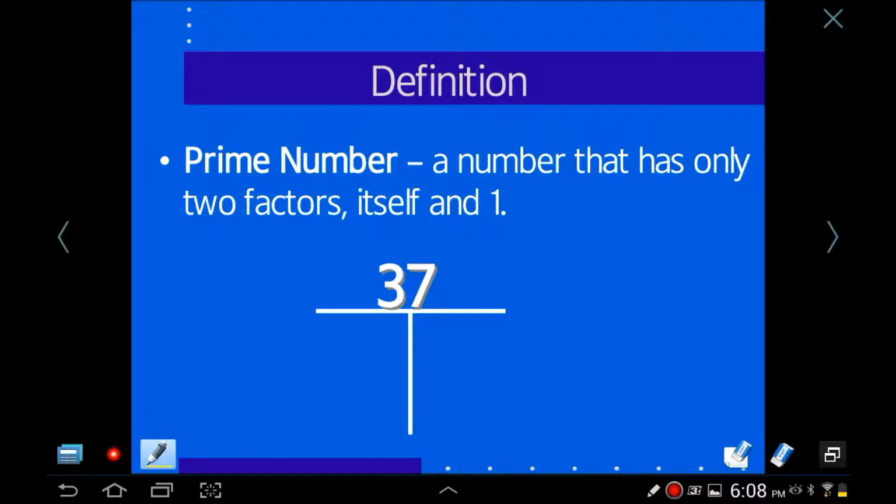Okay, so let's go ahead and go into what a prime number is. A prime number is a number that is only divisible by 2 factors. That's it. Itself and 1. That's it.